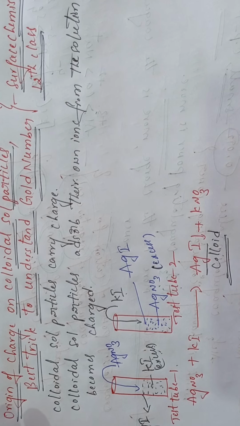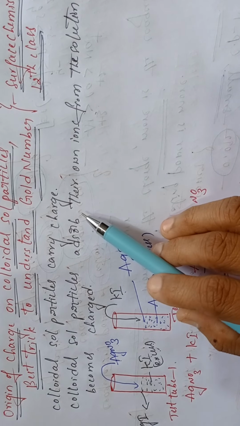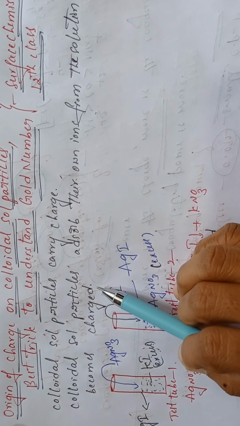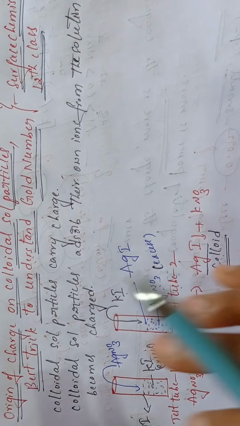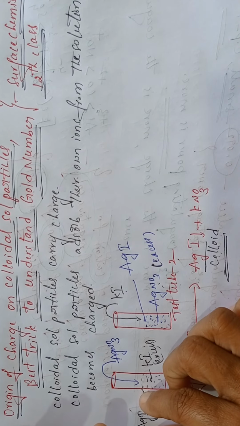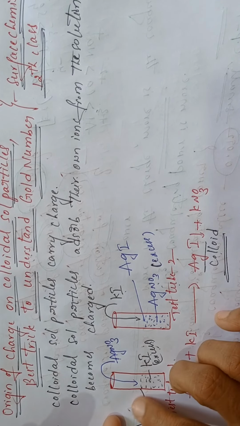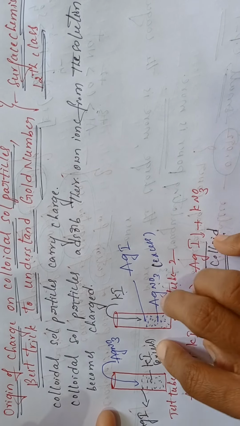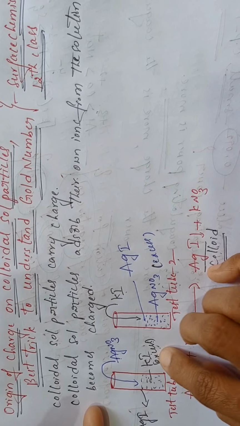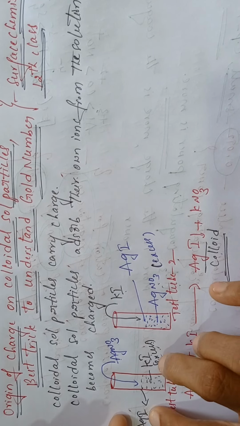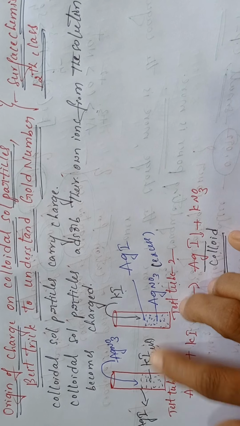What I told you, students, is that colloidal solid particles absorb their own ions from the solution and become charged. What is the meaning of this? See here, in the first test tube, silver iodide is formed. This silver iodide absorbs the common ion from the excess solution. Now in the excess solution, what is the common ion with silver iodide, students? Here and here, what is the common ion?